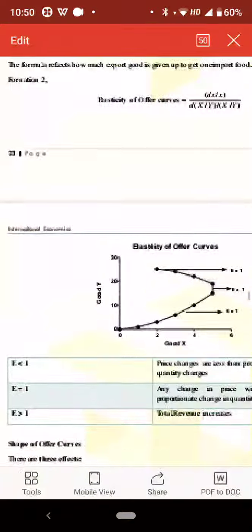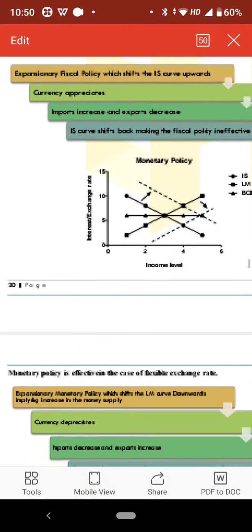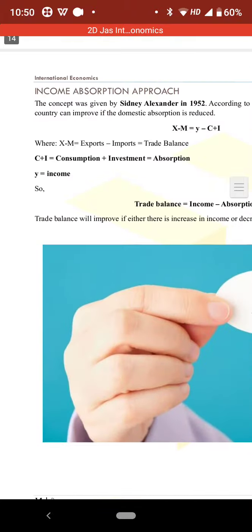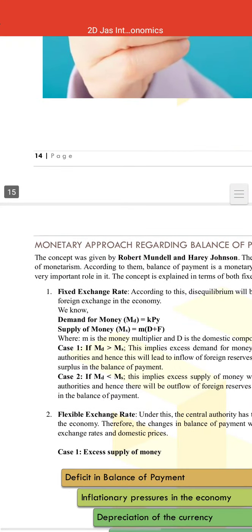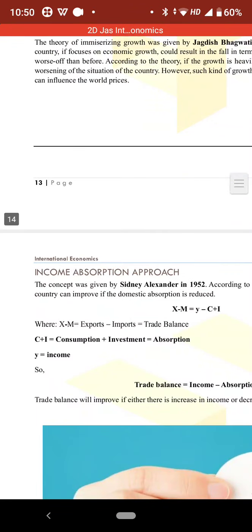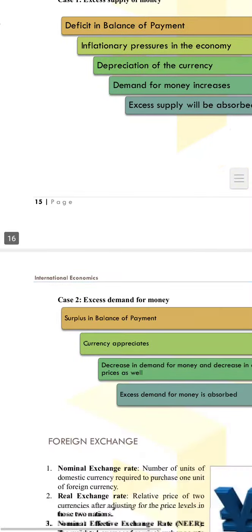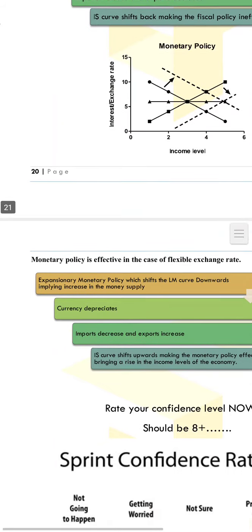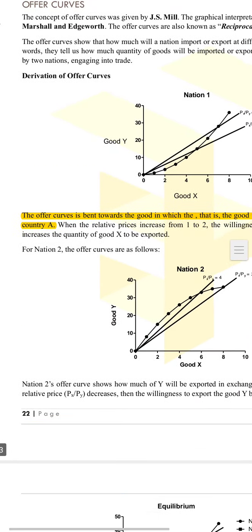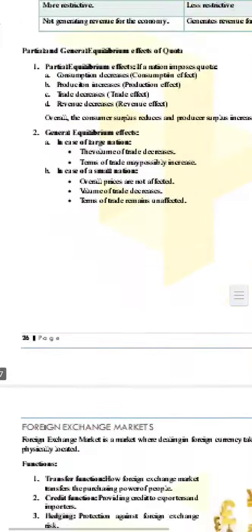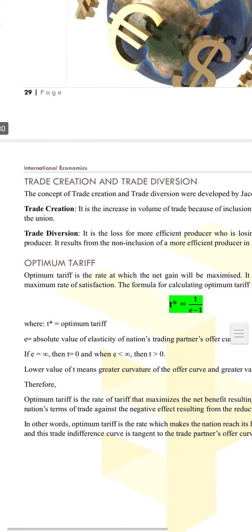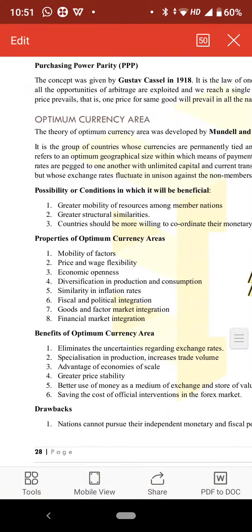Another related point of the foreign exchange market is that the foreign exchange markets represent the different levels of the foreign currency exchange rates.